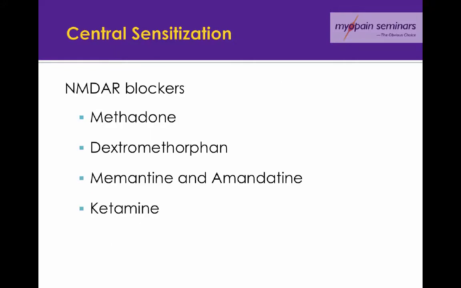Not surprisingly, the pharmaceutical industry is very interested in figuring out how to inhibit central sensitization in the treatment of people with chronic pain. By blocking the NMDA receptor through methadone, dextromethorphan, memantine, amantadine, or ketamine, the latter of which is now available as a nasal inhalant for outpatient use, it is potentially possible to stop or reduce central sensitization and therefore chronic pain. However, these pharmacological agents are always limited by their side effects.